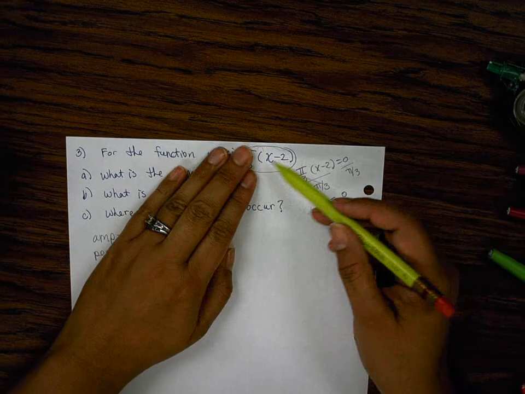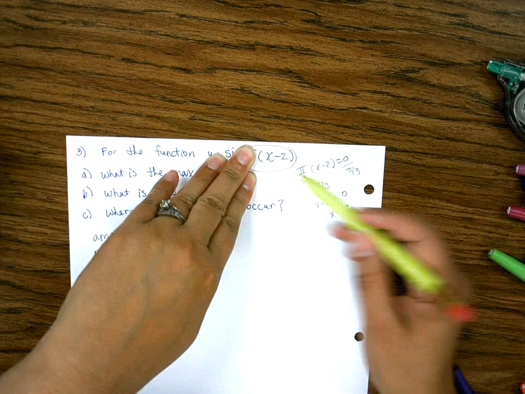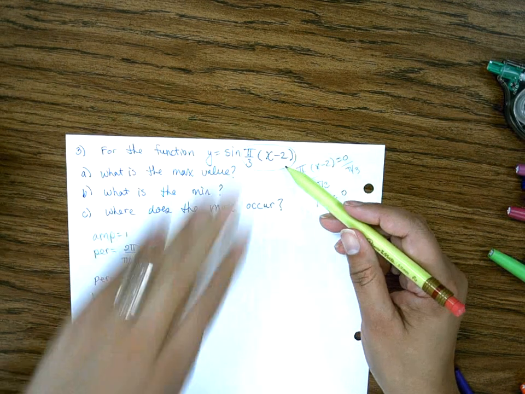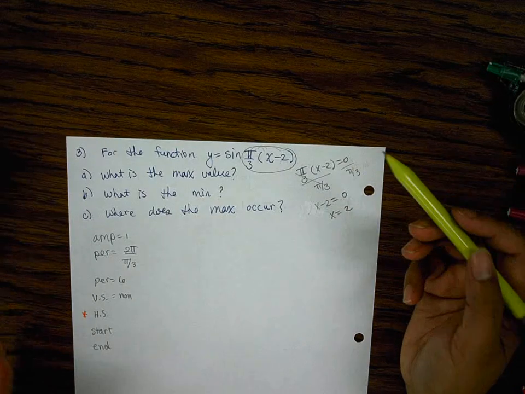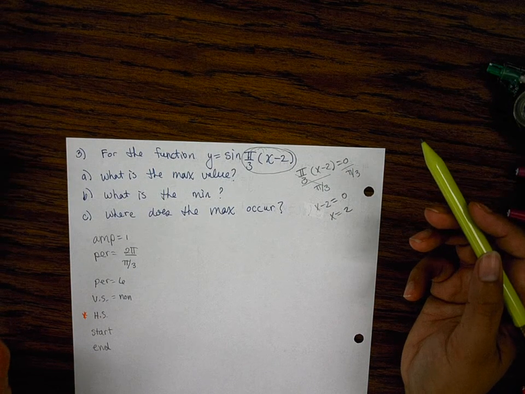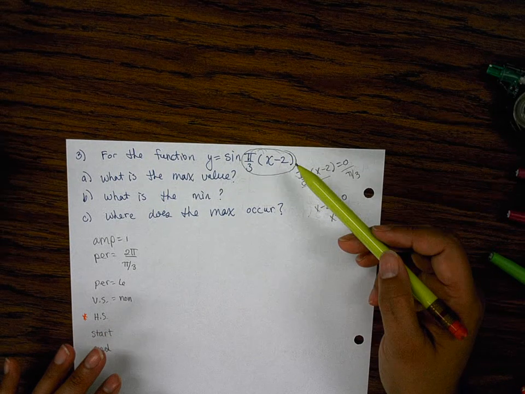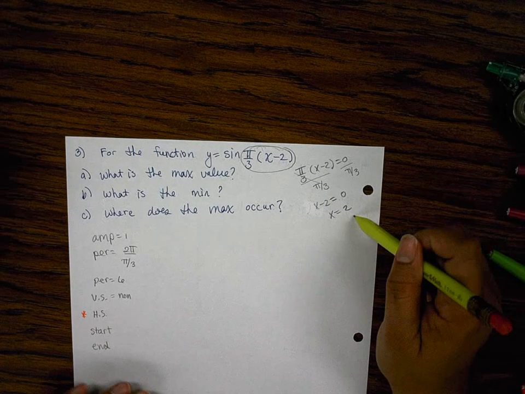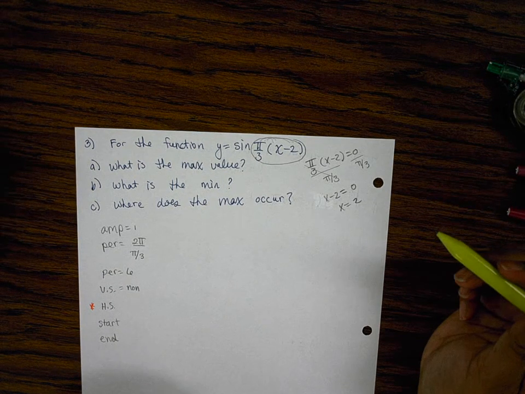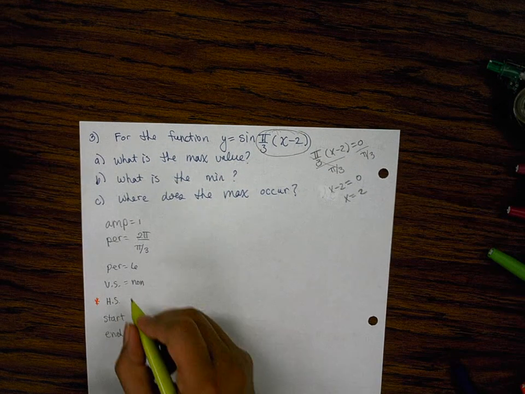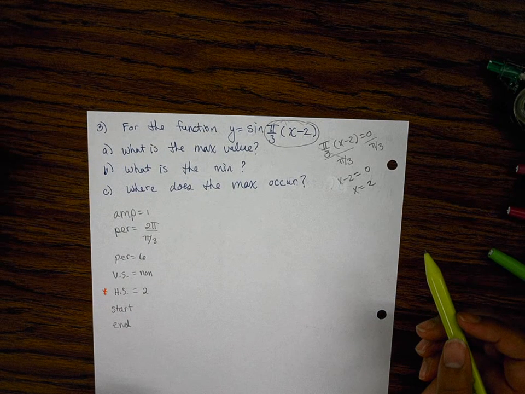So technically, it's really what's in the inside. That pi over 3 on the outside does impact your period, but it does not change my horizontal shift. When I set it equal to 0, I still get x equals positive 2. And if I were to distribute this through and solve, I still would get positive 2. You can pause and try it. Pi over 3x minus 2 pi over 3 equals 0. Solve it and you're still going to end up with 2. If you'd like, I can show you that in class tomorrow as well.